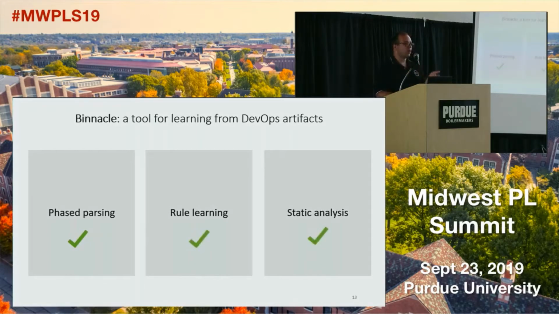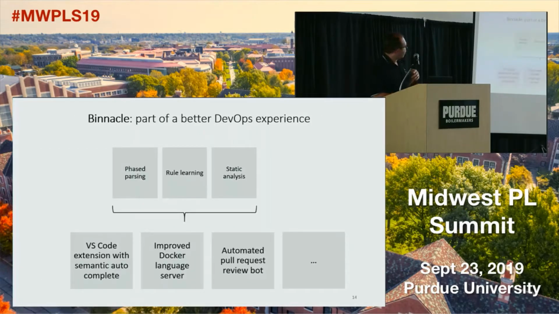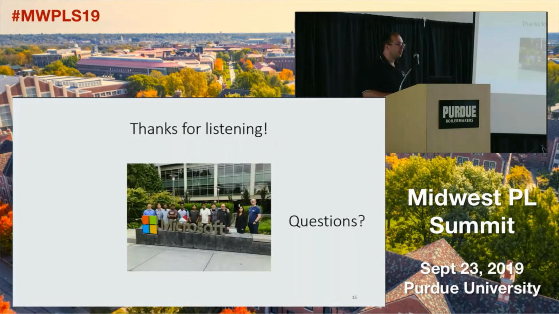So phase parsing, that's something we did to enable these other two things. I won't talk about the other two things, but ask me offline, because we have cool results in actually mining rules from the data and using them for analysis. And for the future going forward, we see this tool in a bunch of different places: in the IDE, in the language server, in an automated pull request review bot, all kinds of cool downstream applications. But thanks for listening, and catch me with as many questions as possible.